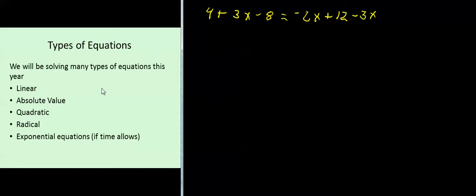Linear equations have a variable with an exponent of 1. Quadratic equations have a variable with an exponent of 2. We'll be looking at radical equations, basically simply square root equations, although we'll have other roots also. And at the end of the year, if there's time, we'll look at exponential equations where the variable is in the exponent.